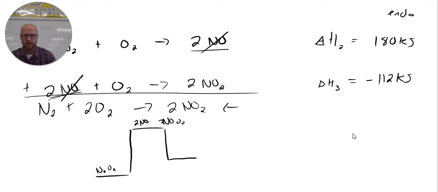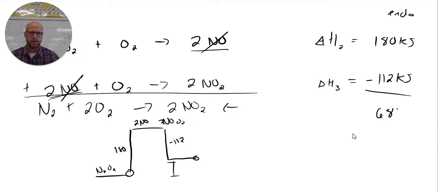So this is a positive 180. It's a negative 112. Well, I start here and I finish here. Okay? So since enthalpy is a state function, or not path dependent, all I need to know is, well, what's this? This is my delta H for my overall reaction. So I'm going to sum these together. 180 minus 112 is 68 kilojoules.